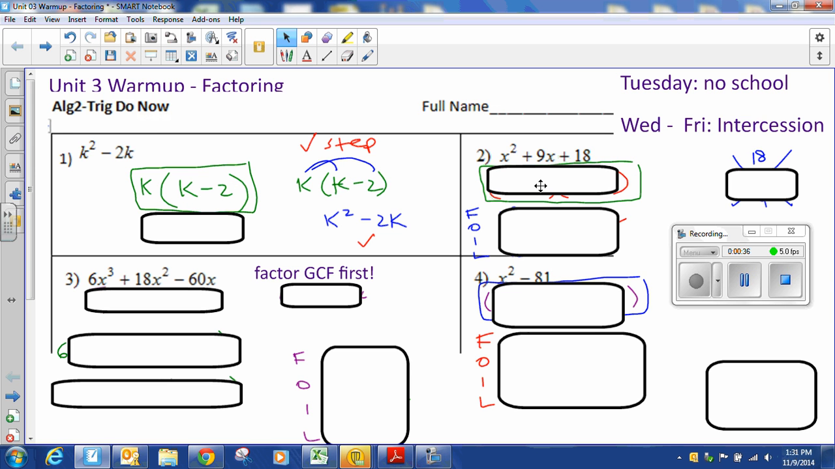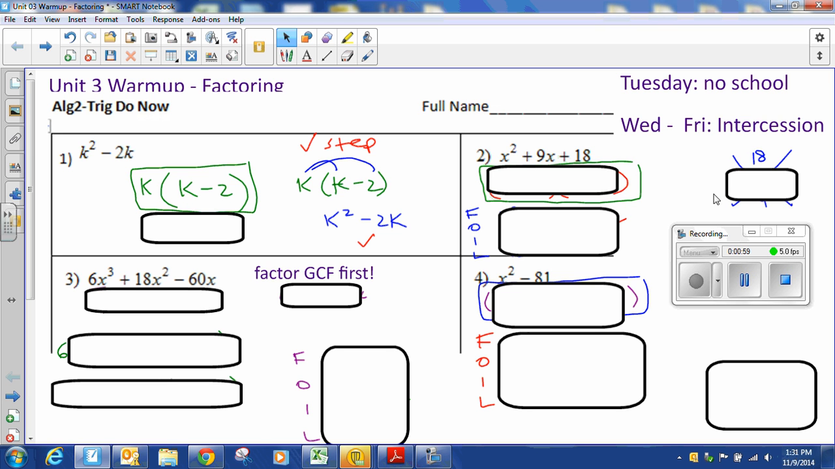Number 2, x squared plus 9x plus 18. You should recognize that this is a quadratic form, meaning that we have our variable squared as our first term, a regular variable to the first power, and our third term is a constant.